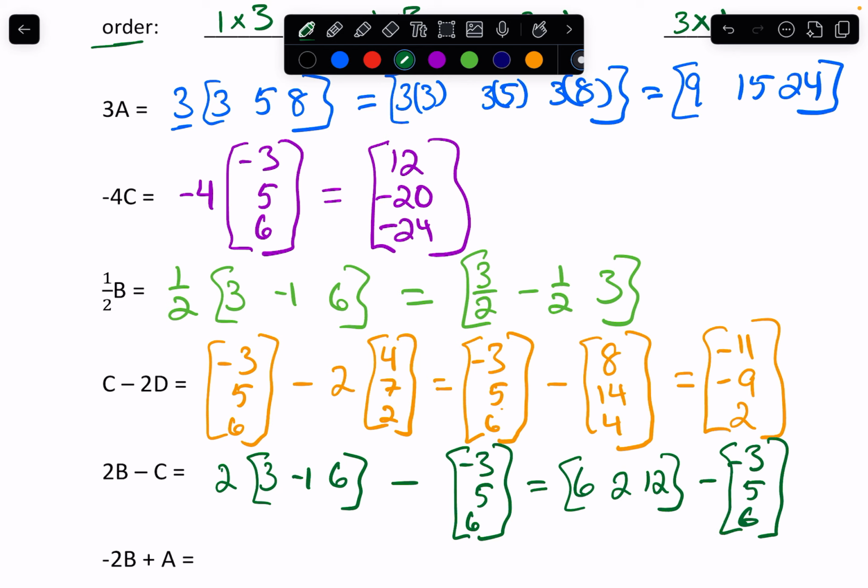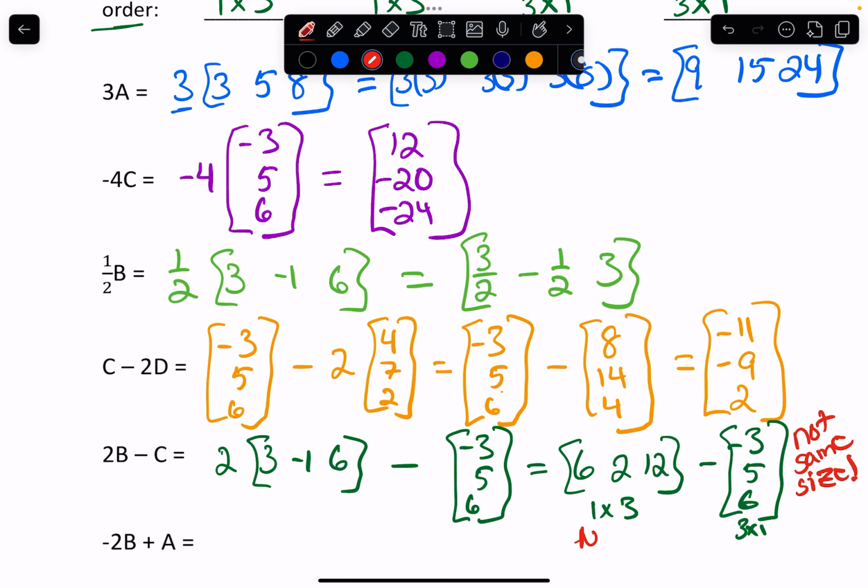Looking at these two, this one is 1 by 3, and this one is 3 by 1. So these two are not the same size, which means that this is not possible.